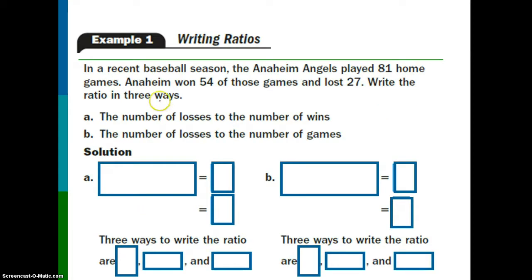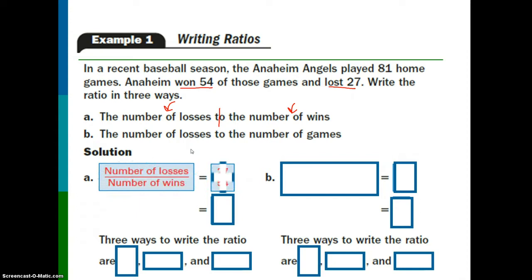In example 1, in a recent baseball season, the Anaheim Angels played 81 home games. Anaheim won 54 of those games and lost 27. Write the ratio in 3 ways. The first ratio we're doing is the number of losses to the number of wins. The word "to" splits up your ratio. So here's the first quantity, the number of losses. This is your numerator because it is the first quantity, to the number of wins. So there were 27 losses, 54 wins. Simplify, and you get 1/2.